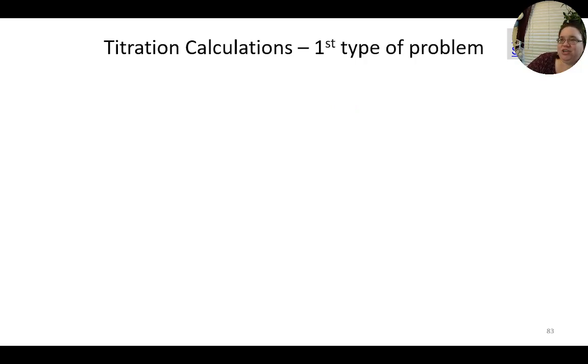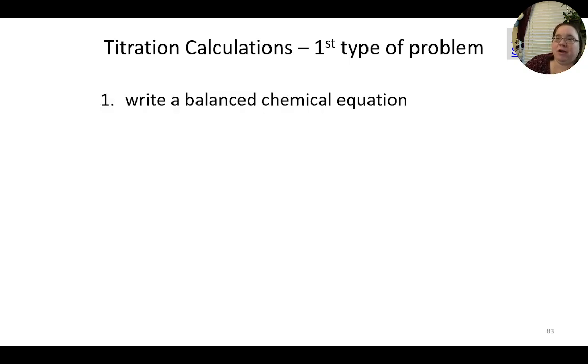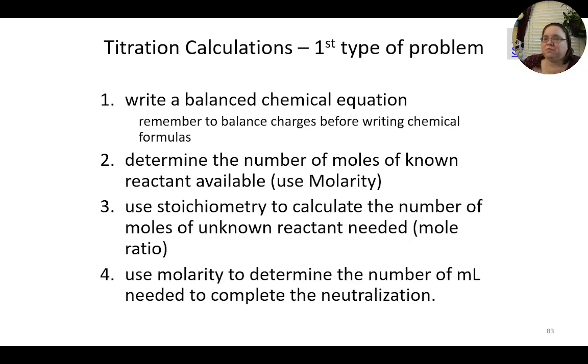When you're looking at titration problems, there are generally two major types of problems, and I'm going to do examples of both. Your first type of problem is where you are trying to determine the number of milliliters needed to complete the neutralization reaction. So it's asking you for a final volume or a volume needed.